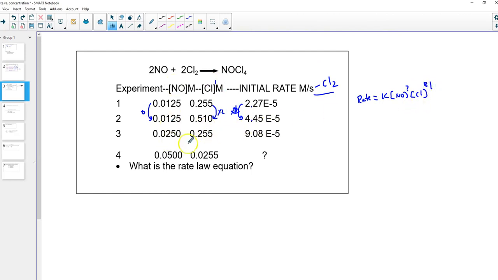Now we have to pick out trials that work for the nitrogen monoxide. Trials 1 and 3 work great because the chlorine's not changing. In this case, this one is going times 2. And what's happening to the rate? In the same direction, just draw your same arrow to see what happens. Times 4. And how do I get that 4? Well, I just divide the 2 out of 9 and 2. As long as all the powers are the same, you don't have to worry about it. But either way, divide those out, you get 4. So 4 and 2, that's a second order.